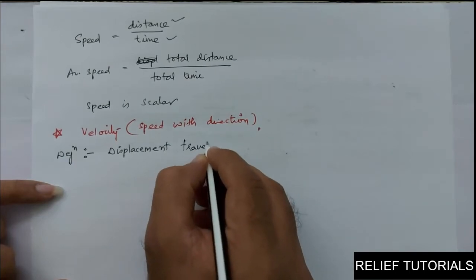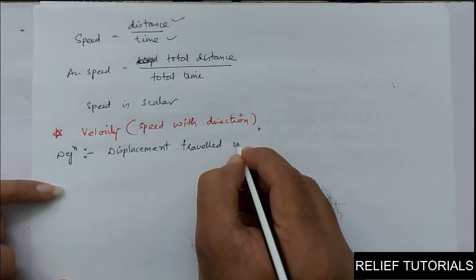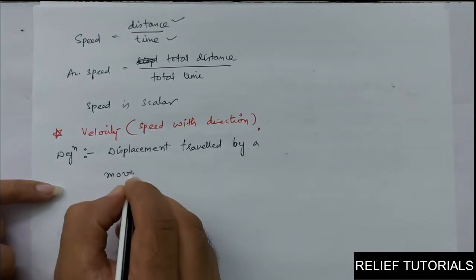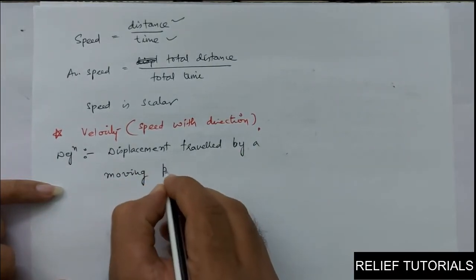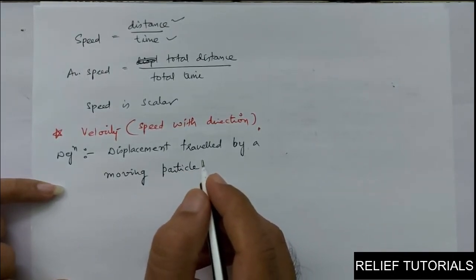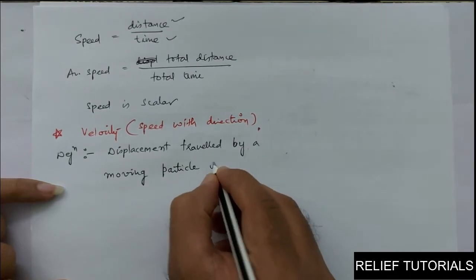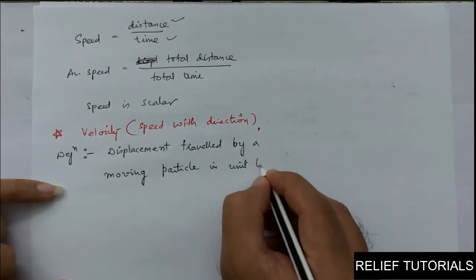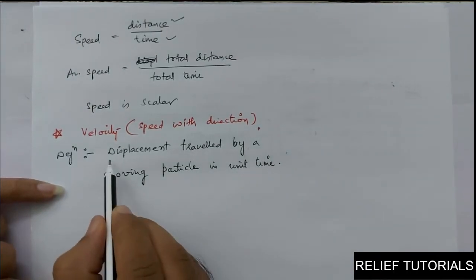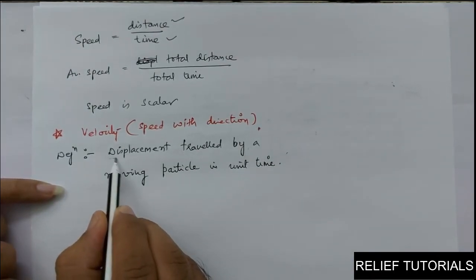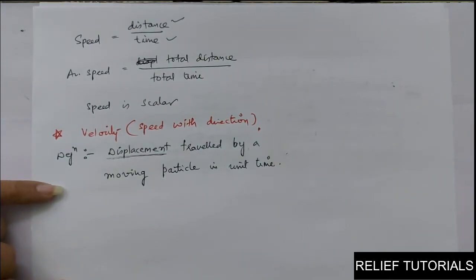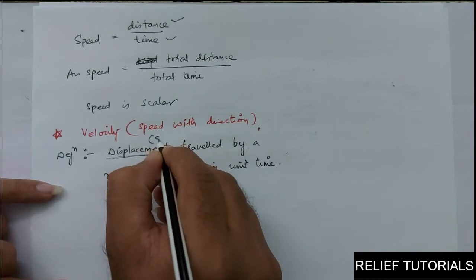Displacement traveled by a moving particle in unit time. The definition is the same as speed. The only difference is that in place of distance, here we have displacement. That's all. For your information, displacement is also symbolized by S.